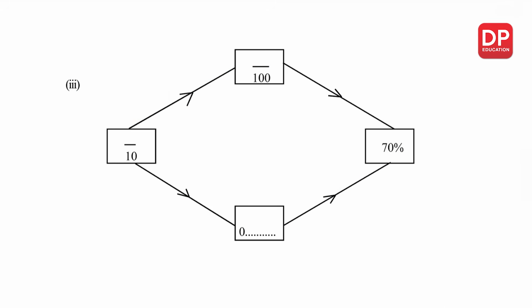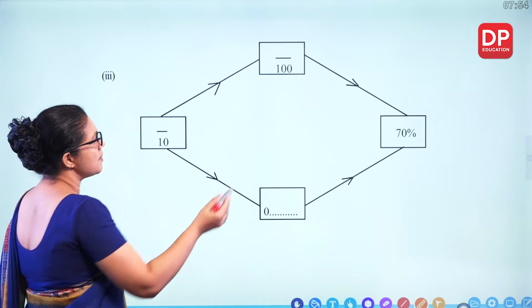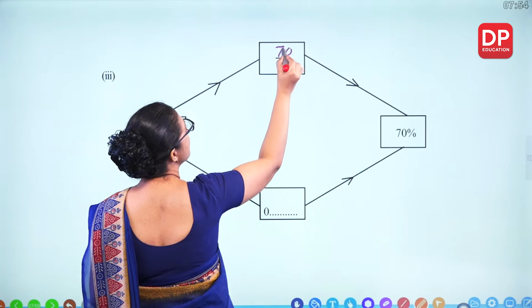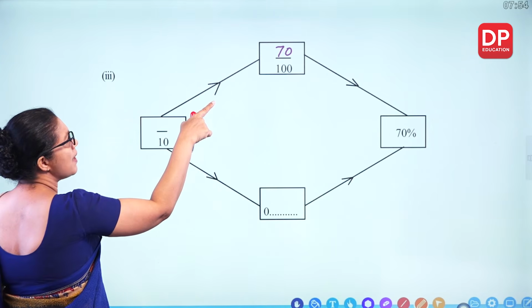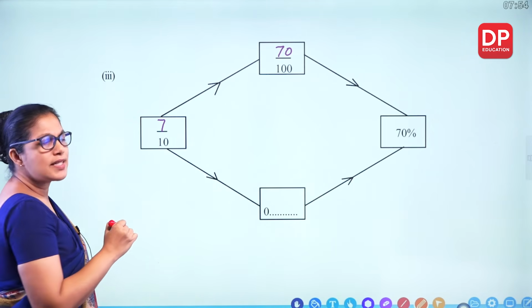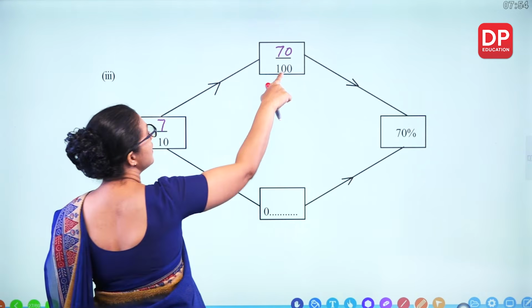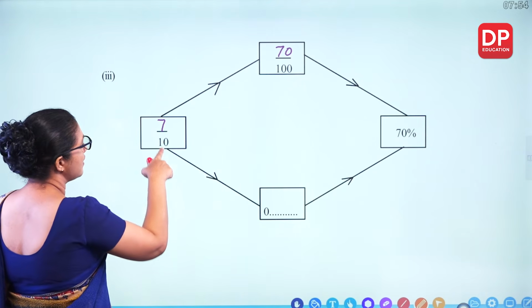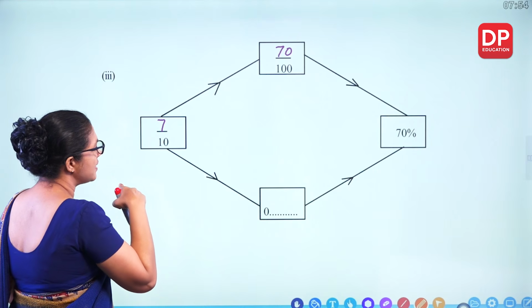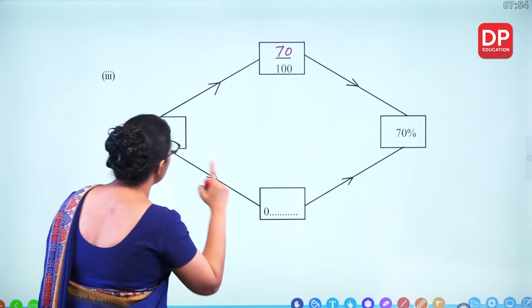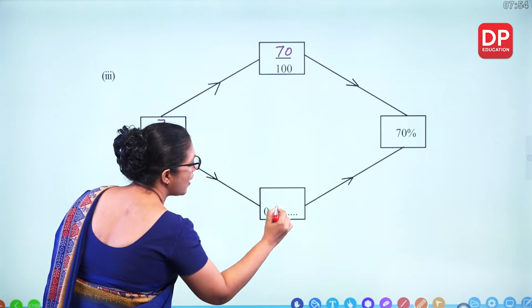Another one, 70%. So 70% means 70 over 100. Simplify, divide by 10, you get 7 over 10 as a fraction. Then divide by 10 here, also you can convert. Divide by 10 means 7 divided by 10, 0.7.